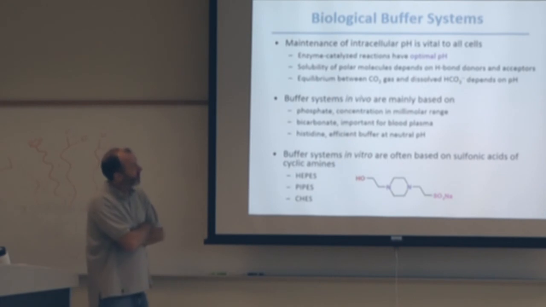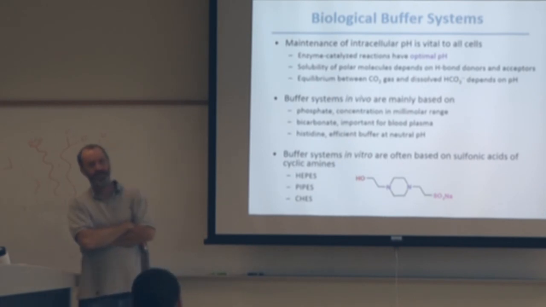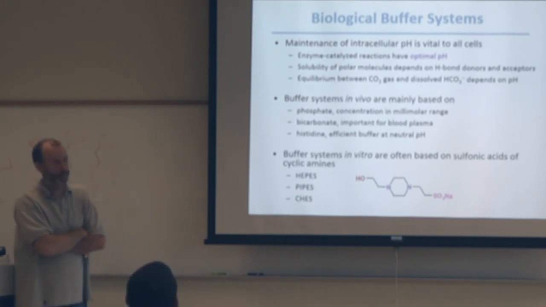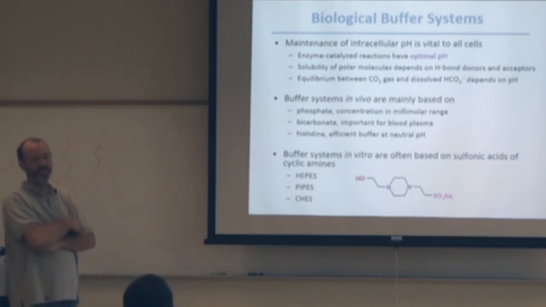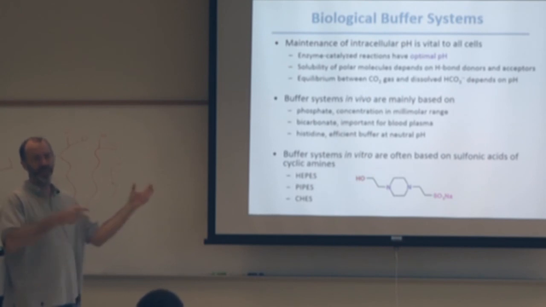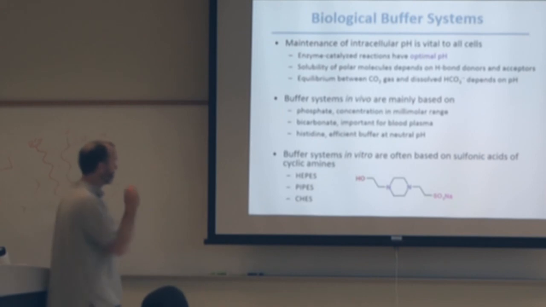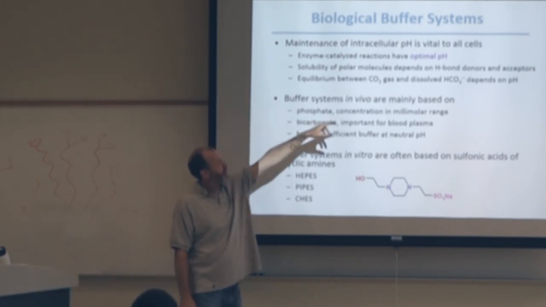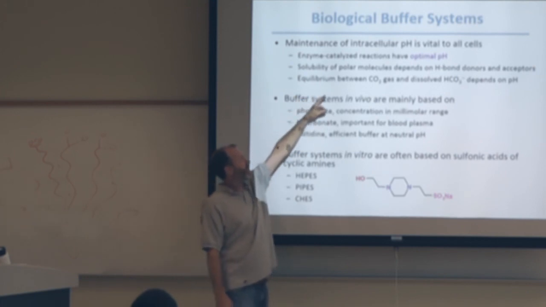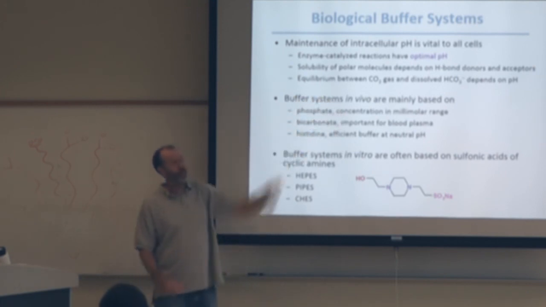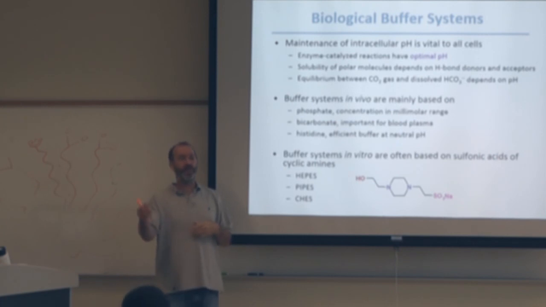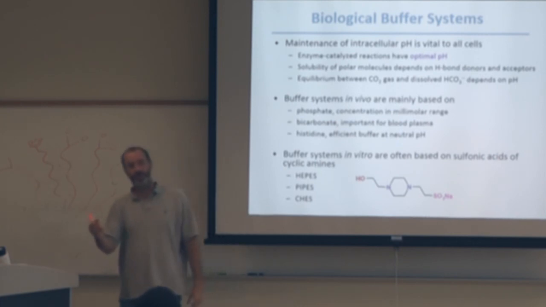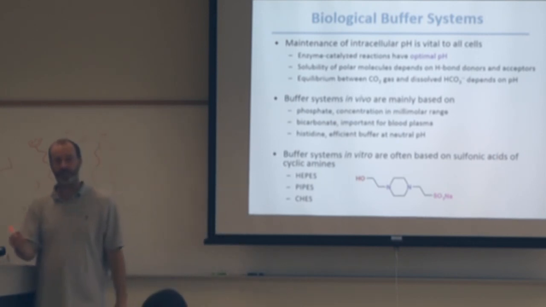So, biological buffer systems. Maintenance of intracellular pH is vital to all cells, right? Because the pH is going to basically govern how our proteins fold, and proteins and enzymes have certain pHs at which they are the most active, that are critical for metabolism. Enzyme catalyzed reactions have an optimal pH. Solubility of polar molecules depends on hydrogen bond donors and acceptors. The pH is going to change the availability of those hydrogen bond donors and acceptors, right?